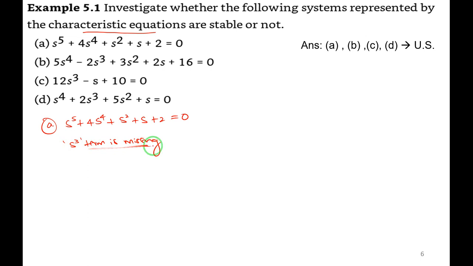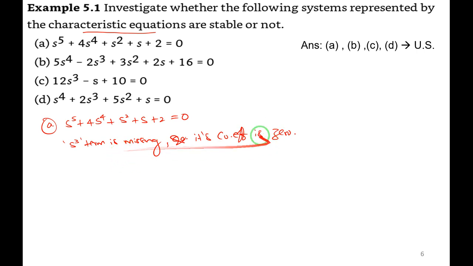If the s cube term is missing, what is the meaning of that? It means the coefficient of the s cube term is 0. So the s cube term is missing and its coefficient is 0. If its coefficient is 0, what conclusion will I make? The system is either unstable or marginally stable.